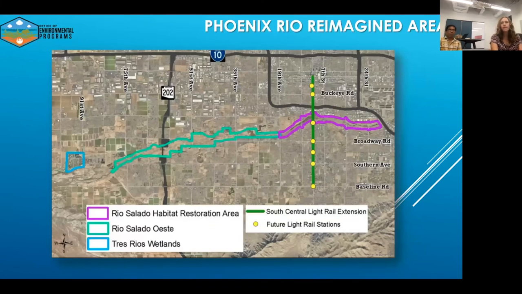And so within the City of Phoenix, our Rio Reimagined areas, we have the Rio Salado Habitat Restoration Area to the east, the Rio Salado Oeste and the Tres Rios Wetlands. And then you can also see we have the South Central Light Rail extension going through the river area along Central.